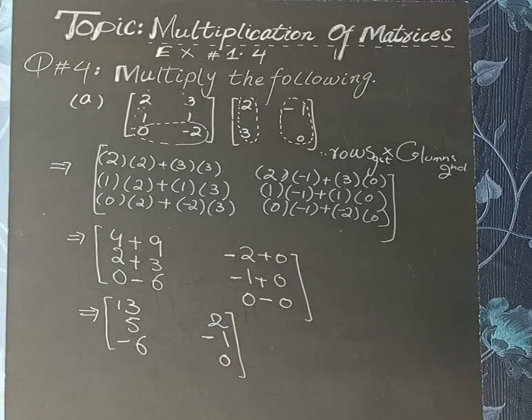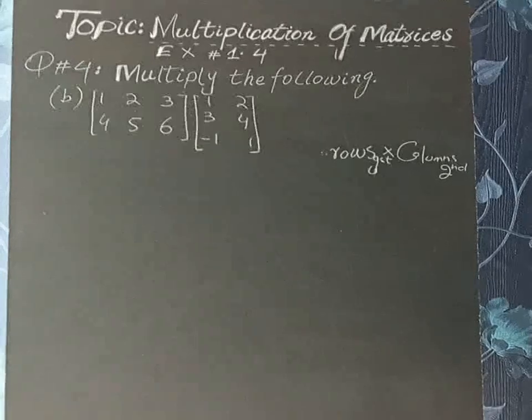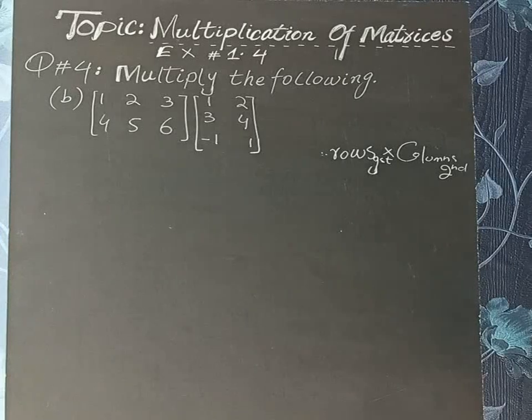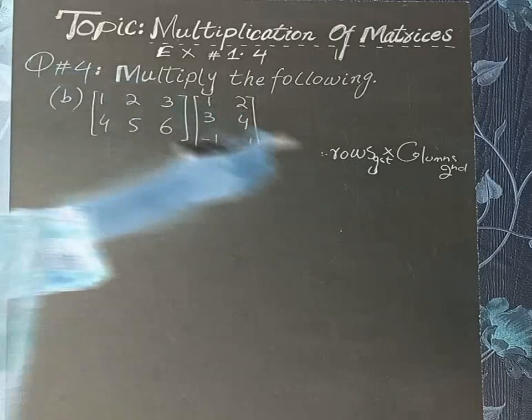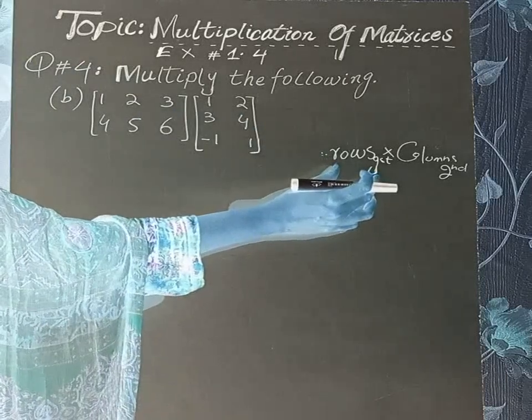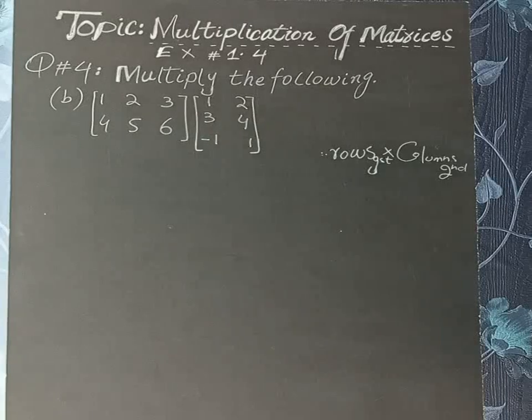Now we'll multiply the next part, part B. Part B is here. Two matrices are given. We are again going to multiply. The same rule we will follow. Rows of the first will be multiplied by the columns of the second. So rows of the first matrix. The first matrix has two rows.